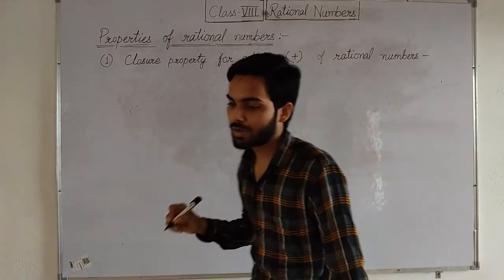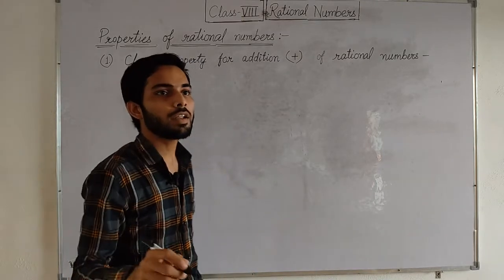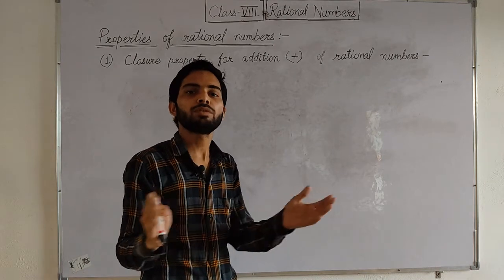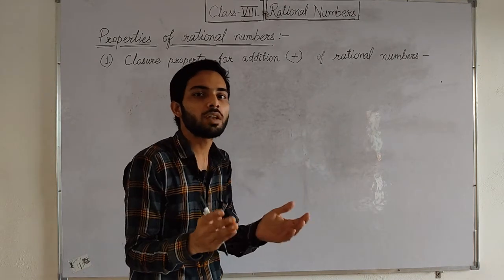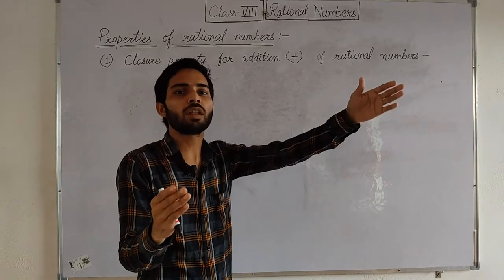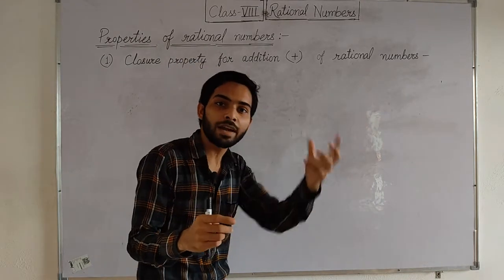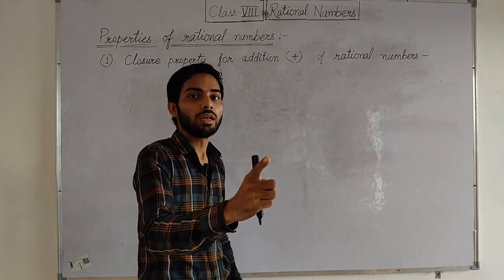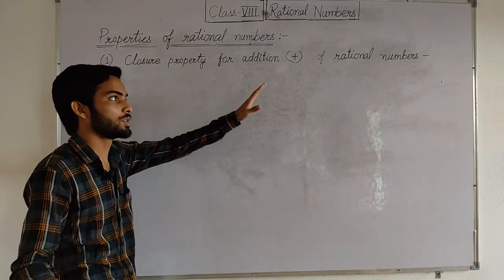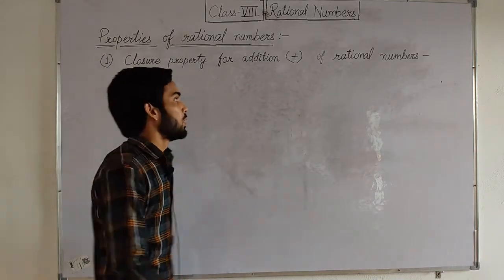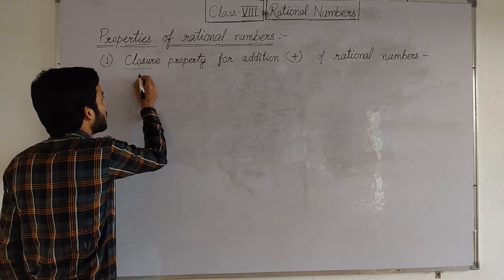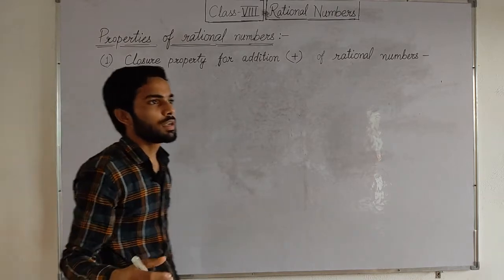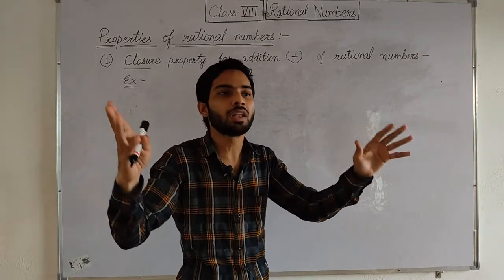What does this property say? This property says that if we add two rational numbers, or three, or four, or more and more rational numbers, what we get as a result will also be a rational number. This is the closure property for addition of rational numbers. Look at an example.